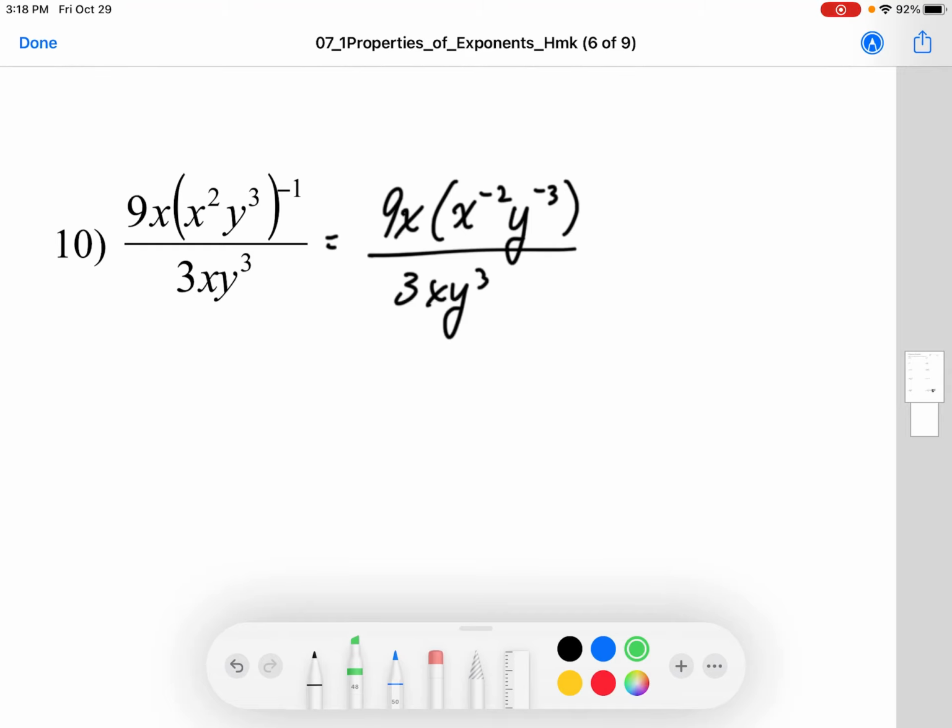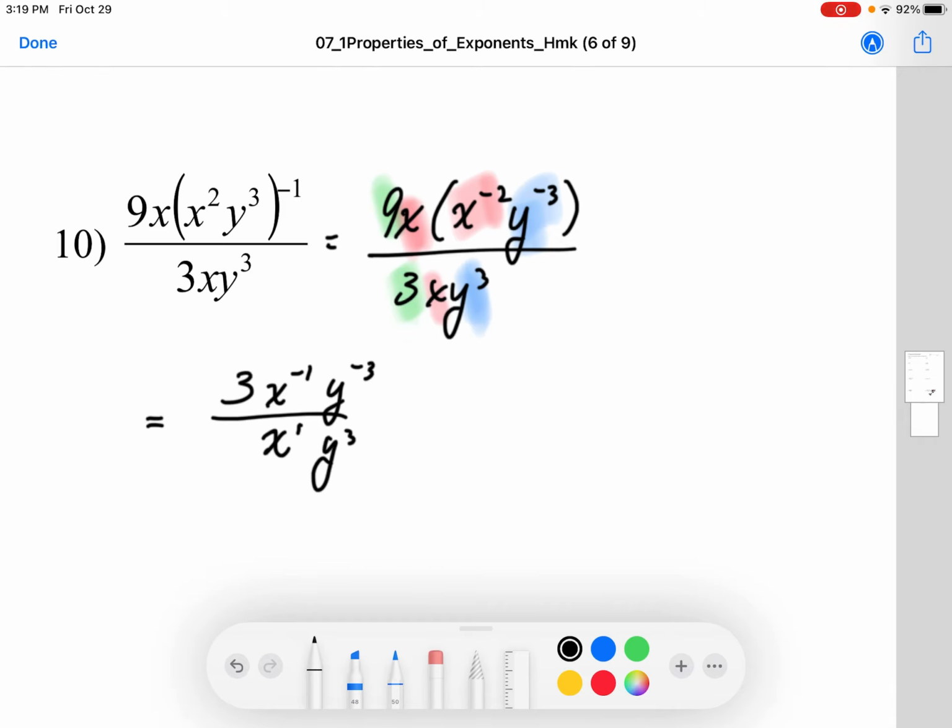Then we can just group the numbers, group the x's, and all the y's can go together. Okay? And we can apply them together. So we end up with 9 over 3, which is going to end up with a 3 on the top. We have x to the negative 2, so that's going to be negative 1 on the top, and then we have x of 1 on the bottom. And then we have y cubed to the negative 3, y 3 on the bottom.